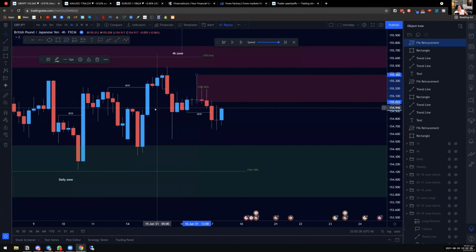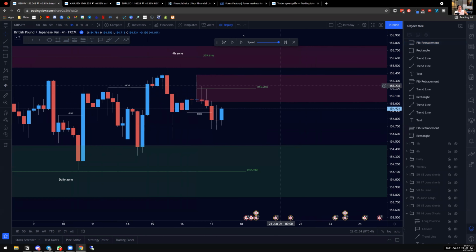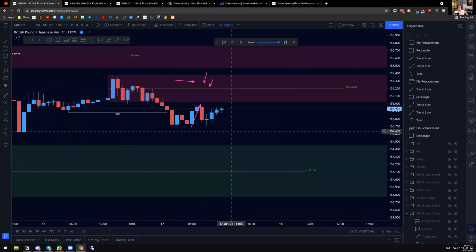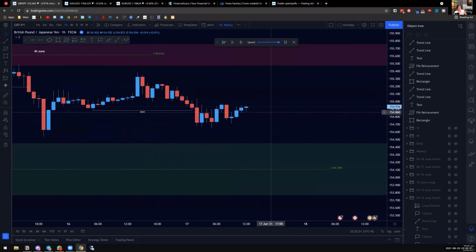Which is why I didn't really like it on the 4-hour, because if you notice, this was the zone, price came out of the zone, tapped into the 50 twice. So technically this 4-hour zone is not valid anymore. But if you go down to the 1 hour, you start to see zones that are valid. So I'll delete away the 4-hour.